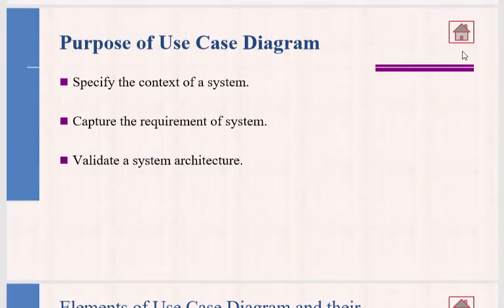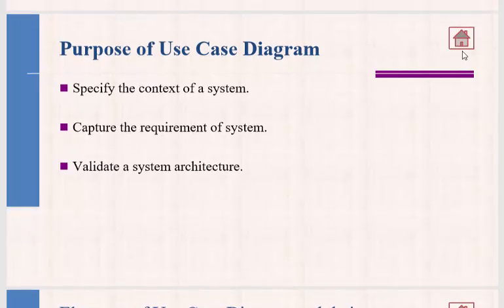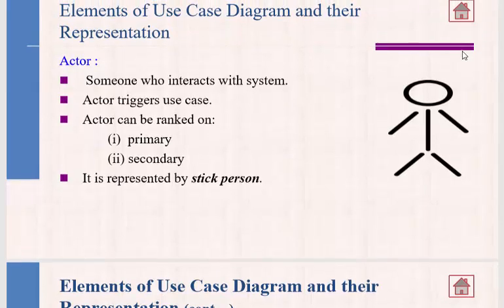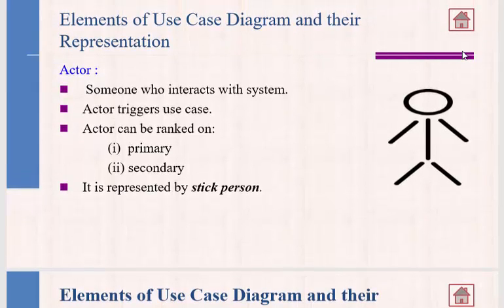Purpose of use case diagram: specify the contents of a system, capture the requirements of a system, and validate a system architecture. Elements of use case diagram and their representations.